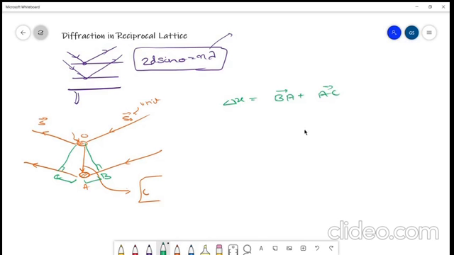So these are the path differences, and let's see. We'll make a construction here. I'll just draw a line perpendicular to this BA here, and this is a rectangle now. So this length is actually this length. So BA vector is nothing but this vector. But we can actually see that this vector is just the elongation of this S0.